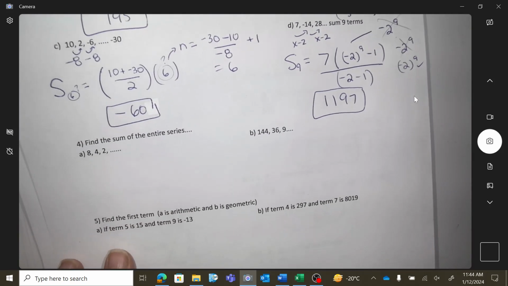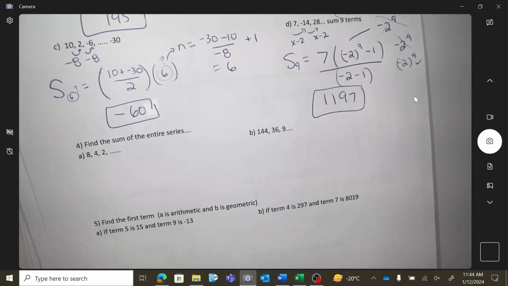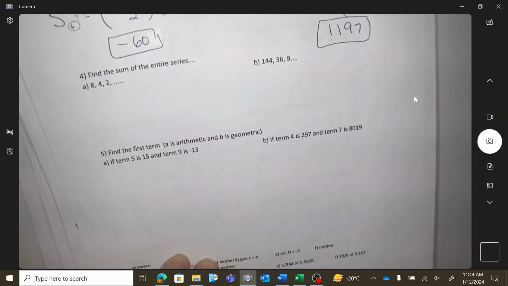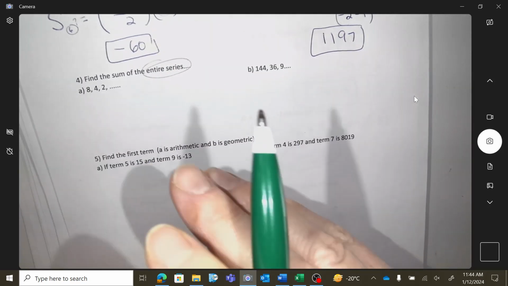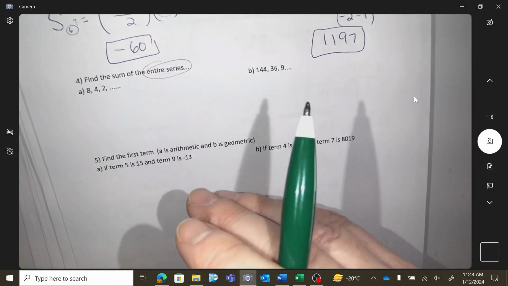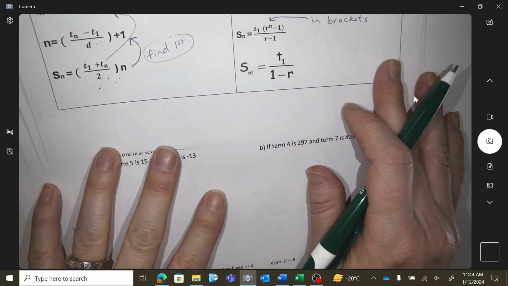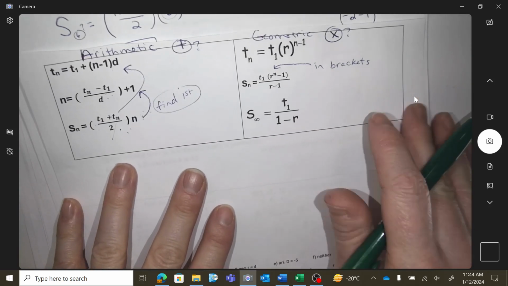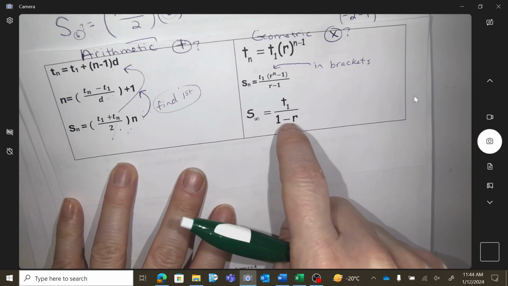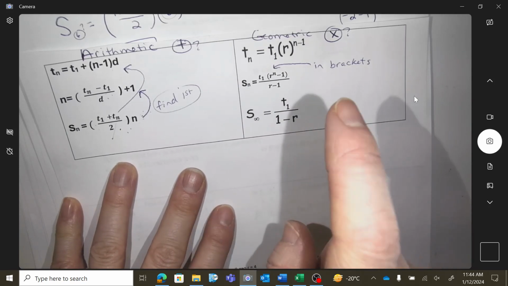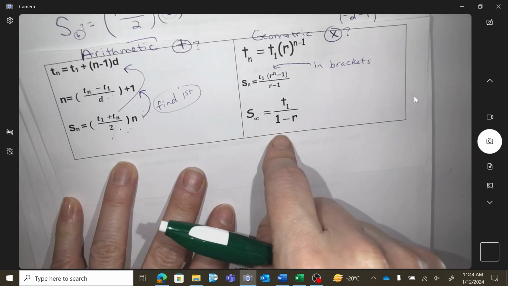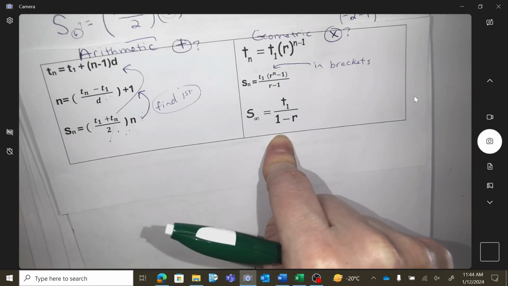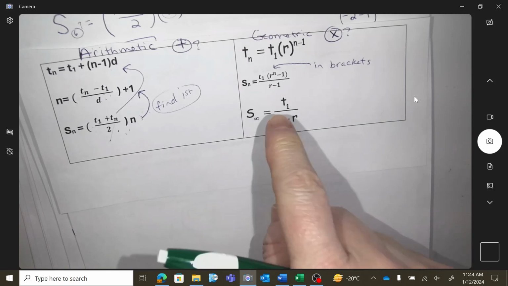Okay, last question, so of the sum. This one says the sum of the entire. As soon as you see that, which formula? Which one does the sum of the whole sequence? This one. So you have to do this one. It's for sure geometric. There's no arithmetic option on this. When I say the sum of the sequence and I haven't specified, it's this one.